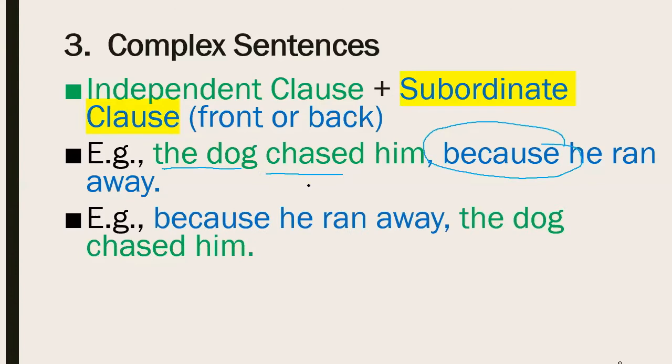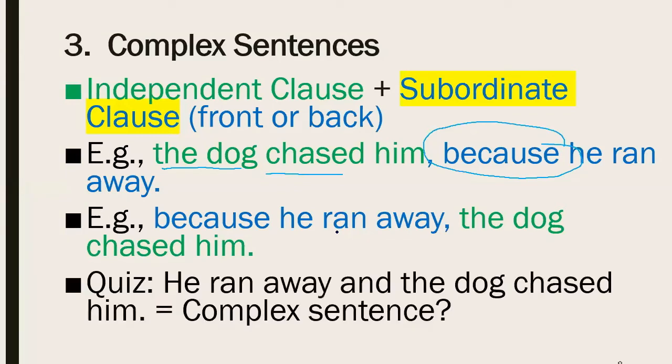Let's look at the second example, which is the same sentence, but with the subordinate clause at the beginning. Because he ran away, the dog chased him. So depending on your focus in your essay, you might want to put the subordinate clause at the beginning or at the end, depending on whether you wrote about the boy or about a dog in the previous sentence. So if you have a lot of complex sentences in your essay, and you do it right, grammatically correct, then you have a high quality essay and you will get a higher grade for it.